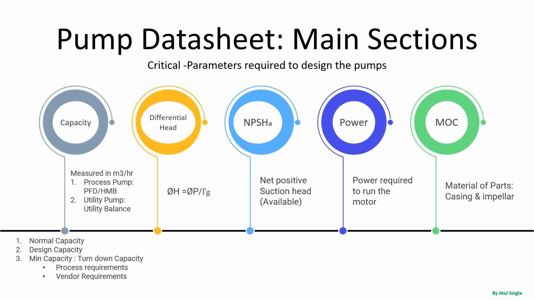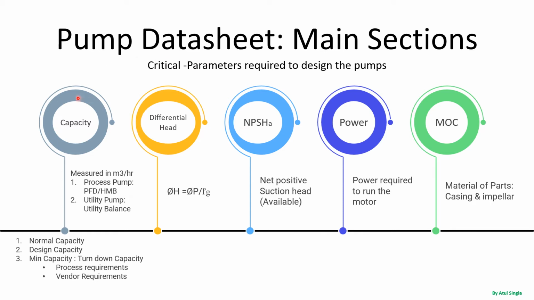Pump data sheet is again a very important document which is related to pumps, and it is prepared at the very initial stage of the project, and this will be the starting point to design any of the pumps. So let us see what are the various critical parameters which are mentioned in these documents. First is capacity, differential head, NPSH, then power requirements and material of construction. These 5 sections are very important in any of the pump data sheets.